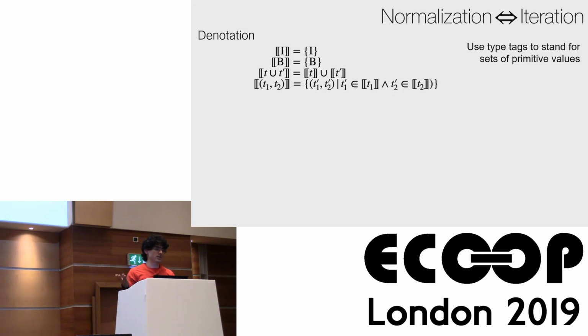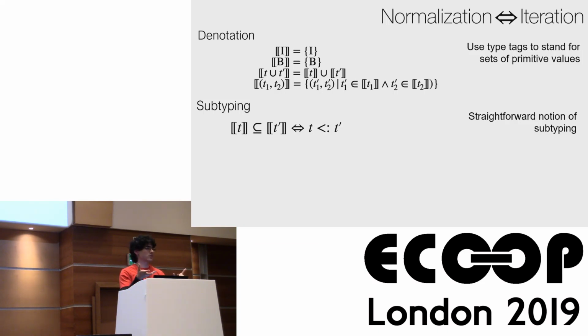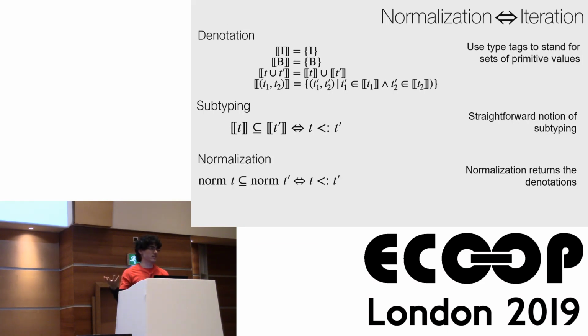So the denotation of a primitive type, an integer or a Boolean in our sense, is just the singleton set containing itself. The denotation of a union of two types is the set union of the union-free type terms that we would get from either side of the union. And the denotation of a tuple is the Cartesian product of the union-free type terms that we would get out of that tuple. We then define subtyping as: if these denotations are in a subset relationship, then subtyping holds. And then we can define a decidable normalization relation in a straightforward way by defining a norm function that just computes this denotation, and then we decide the subset relationship in the straightforward way.